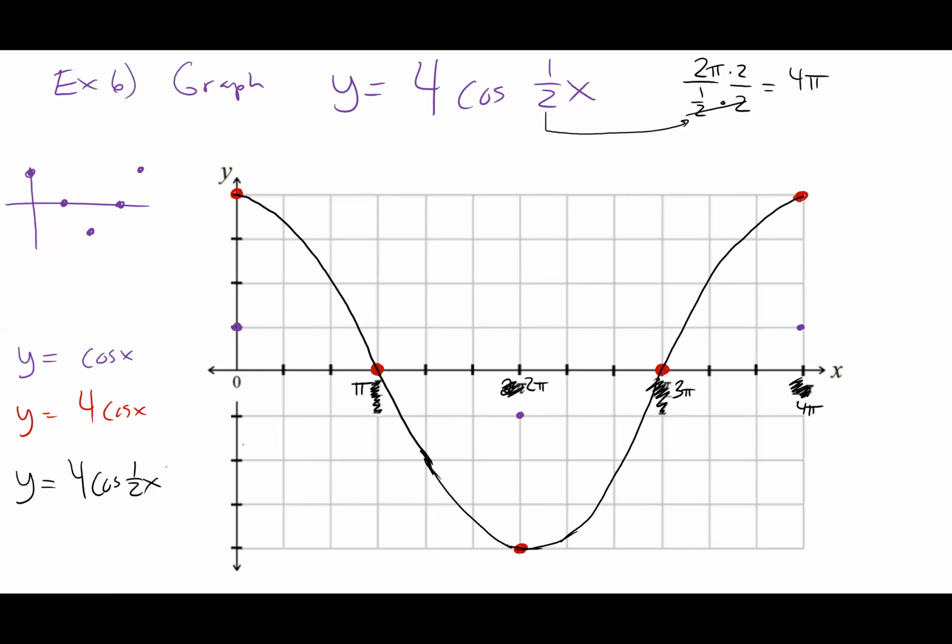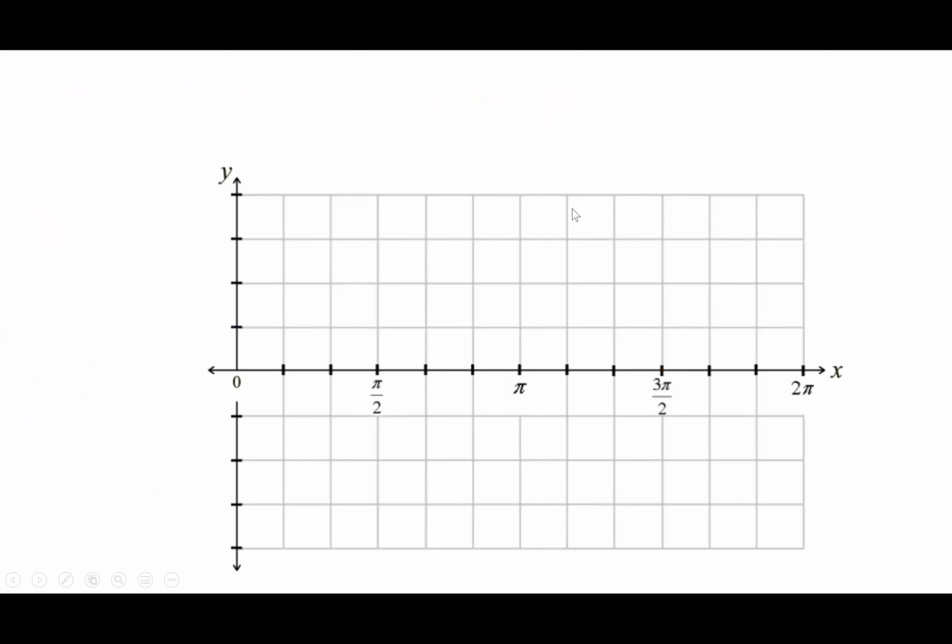That is absolutely fine. Okay, let's jump into something a little bit more. How about this? Example number 7, a little bit more complicated. Graph for me: y is equal to negative 3 sine of negative 2x.